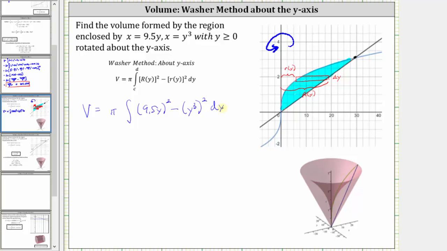And now to determine the limits of integration, we start integrating at y equals 0. And again, the upper limit of integration is the y-coordinate of this point of intersection here. To find the y-coordinate, we need to solve the system of equations x equals 9.5y and x equals y cubed for y. So let's work on that below. Let's perform a substitution. Let's substitute 9.5y for x in the second equation, which gives us 9.5y equals y cubed. Let's set the equation equal to 0 by subtracting 9.5y on both sides, which gives us 0 equals y cubed minus 9.5y. Let's factor out the common factor of y.